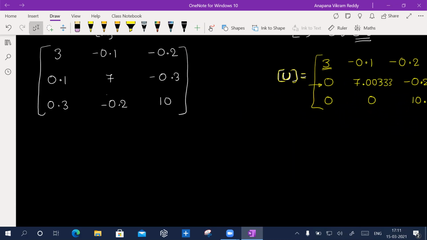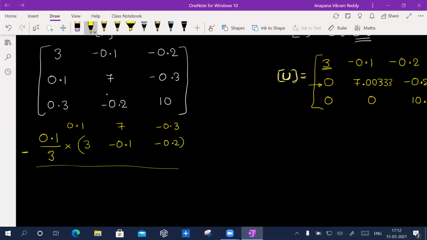How did you make that 0? Forward elimination is okay, but what is the multiplier factor in obtaining that 0? Yes, very good. We use 0.1 by 3, because this multiplier we multiplied with the first row, and then we subtracted the entire row from the second row. This is what we have done in achieving the second row.